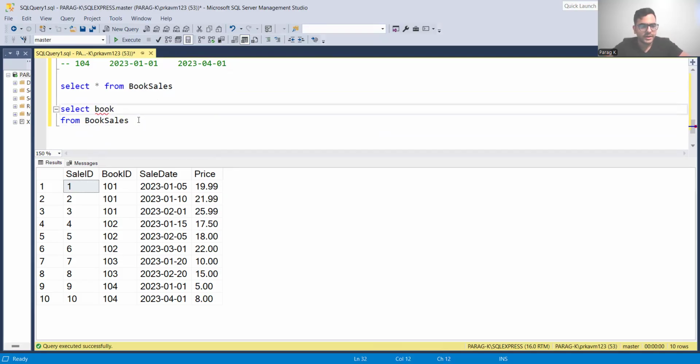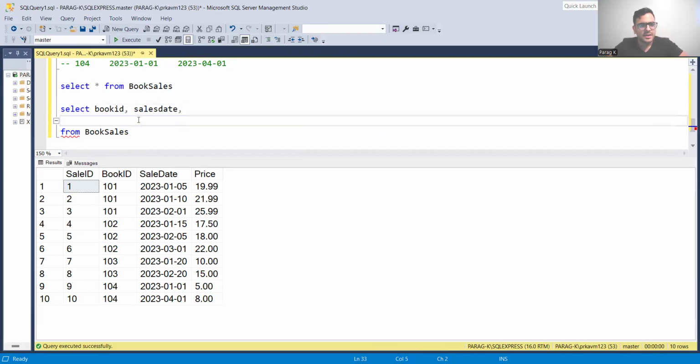And what is the question? Book ID, and then you have the sale date. Now, what else do I want here? What I want in here is the lead. I'm going to use the lead function here.